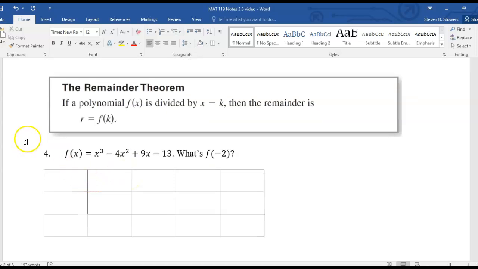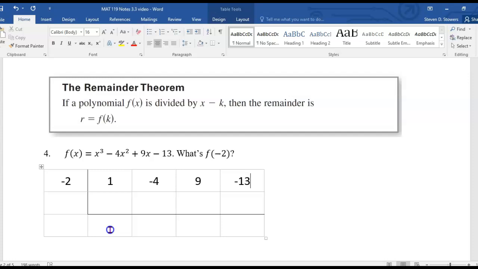So for example, if f of x equals x cubed minus 4x squared plus 9x minus 13, what is f of negative 2? What do we get when we plug negative 2 in for x? We could do it the old-fashioned way, where we actually calculate negative 2 to the third power minus 4 times negative 2 squared plus 9 times negative 2 minus 13. But let's do it the remainder theorem way. We're going to put negative 2 out in front. We're going to put the coefficients 1 and negative 4 and 9 and negative 13 here.